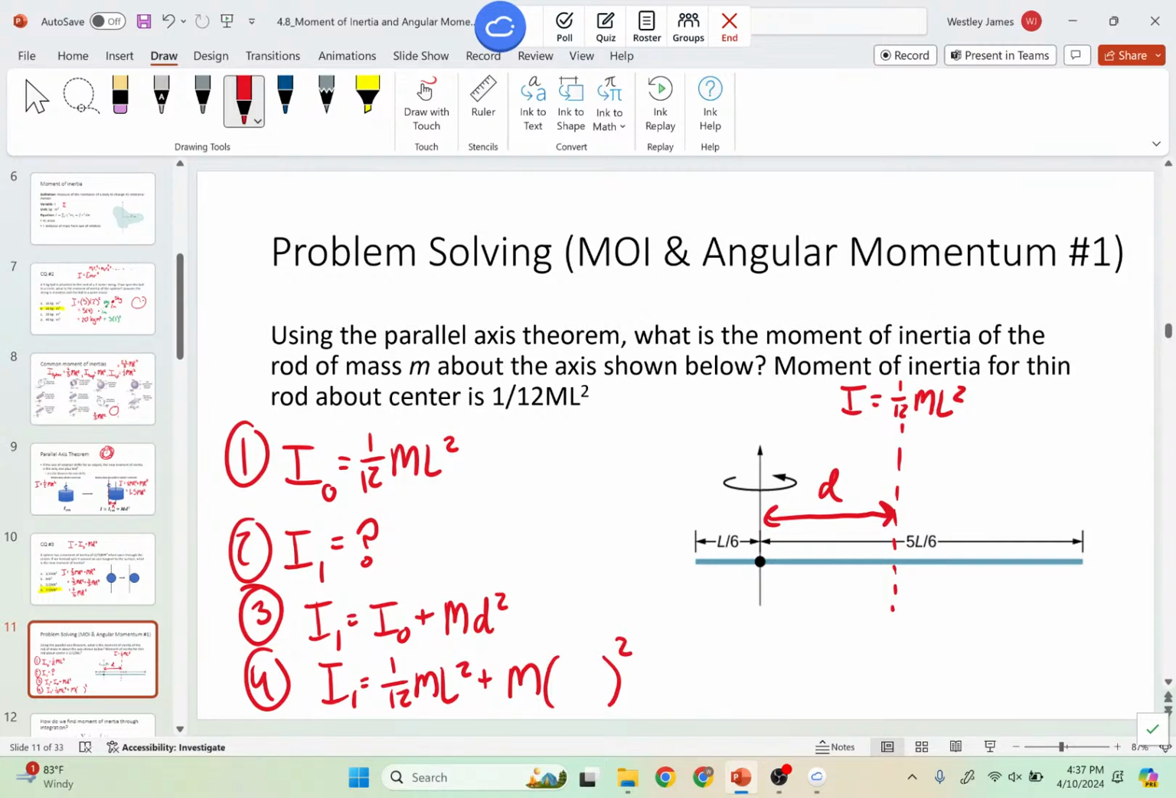Now, very important here, L is exactly what it sounds like. It's the length of the rod, not the radius. This L is the length of the rod, not the radius. So that's purposeful that we use L and not R. And you can see that in the picture as well. So whatever you say it shifts needs to be in terms of L.